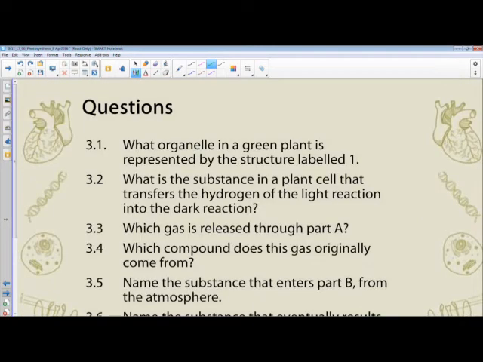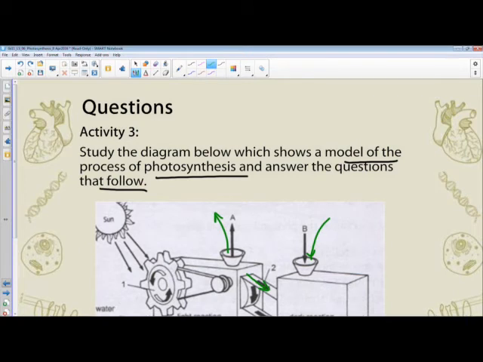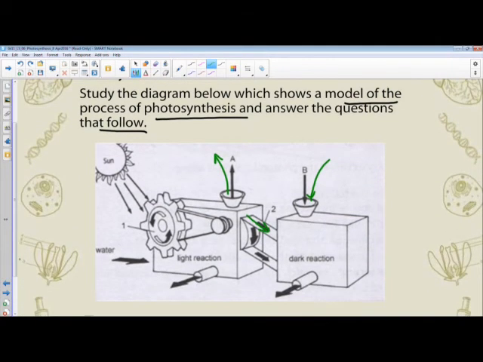Cool. So what organelle in a green plant is represented by structure labeled 1? So I'm going to jump back to the diagram. If we look at structure label 1, what organelle is represented by structure label 1? And guys, if we look at this, you can see here the light is being absorbed, or it's targeting this organelle. So that's definitely going to be, what do we use in photosynthesis? The organelle would be the chloroplast.